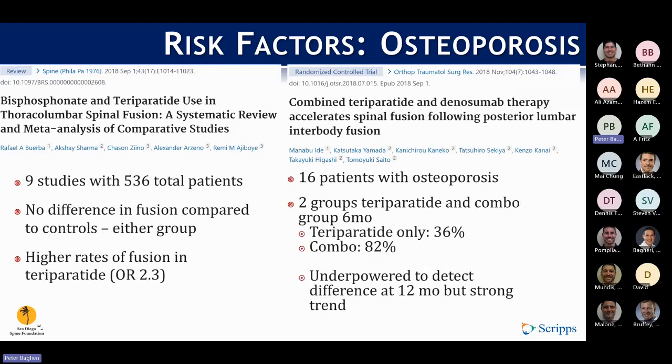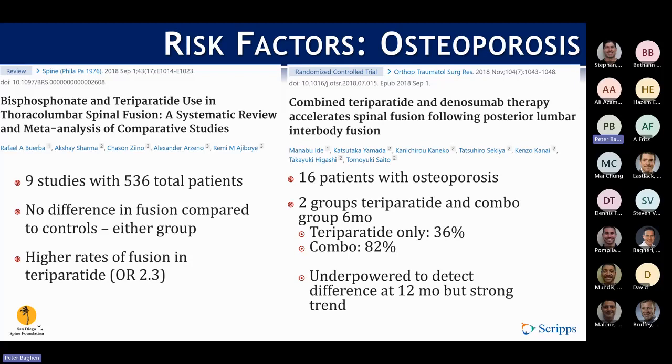So is there something better than bisphosphonates? And the answer is probably yes. There are 2 papers I included here, from 2018. One was the first one looking at bisphosphonates and teriparatide use. This was comparing bisphosphonates to teriparatide, and they found that there was no difference in fusion between the 2 groups compared to each other, and no difference in fusion compared to controls, but there were higher rates of fusion in the teriparatide group with an odds ratio of 2.3.